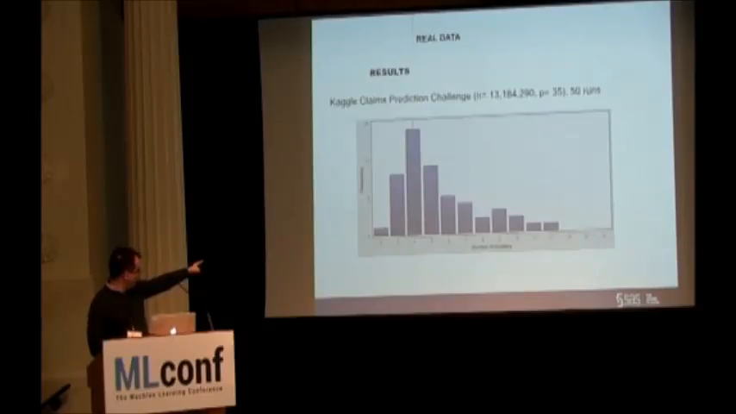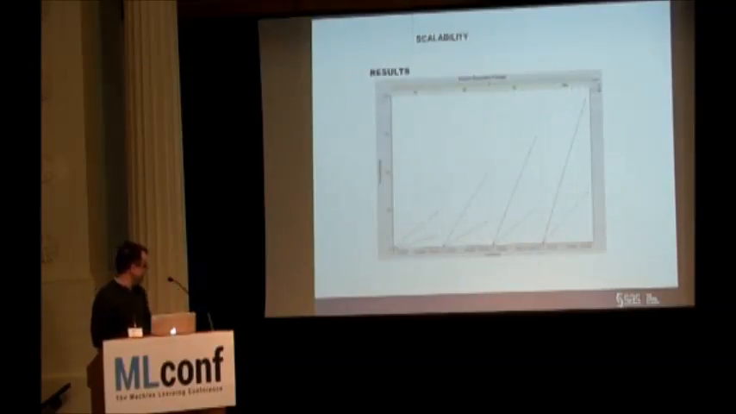Also, in the Kaggle claims prediction challenge, if you start doing multiple runs and counting how many times ABC found a particular K to be the best, you get a nice Poisson-shaped distribution, which is what you would want. Okay? So stability is good. Scalability is good. What we don't want is to see a polynomial going up. You don't want quadratic complexity as a function of your sample size. You want nice linear scaling with number of observations, which is what you get here.